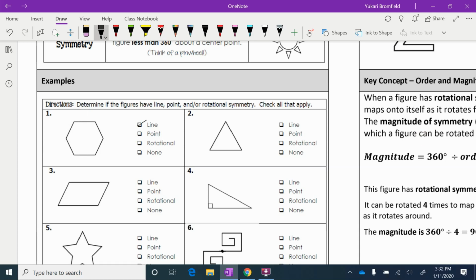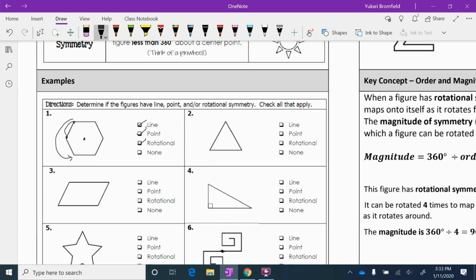Let's see if it has a point symmetry. If I put a point here and rotate that 180 degrees, sure enough, we would get the same figure back. So it does have a point symmetry. And what about rotational? Once again, I can rotate it. I can move this point to this point here, and it would still be the same shape. So here I also have a rotational symmetry.